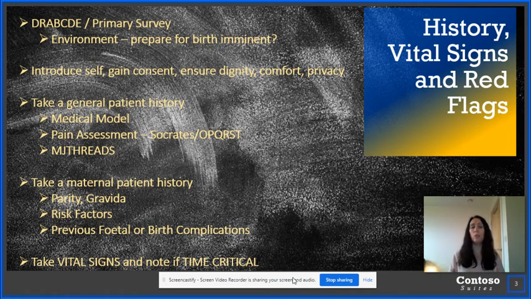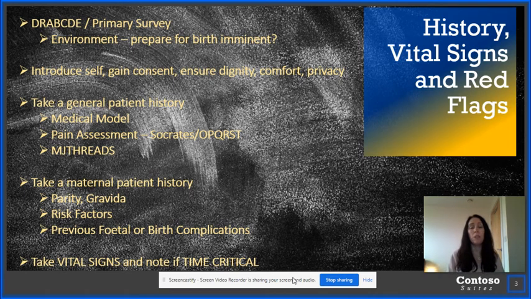Right, so as usual, introduce yourself, gain consent, make sure it's nice and warm, private, that you've got a good space to talk. The patient is nice and calm and comfortable, and that you're going to be able to have an honest, frank conversation with her. So if you're in a situation where there might be parents onlooking or abusive relatives or anything like that, you might want to take the patient to the ambulance so that you can have a private talk.